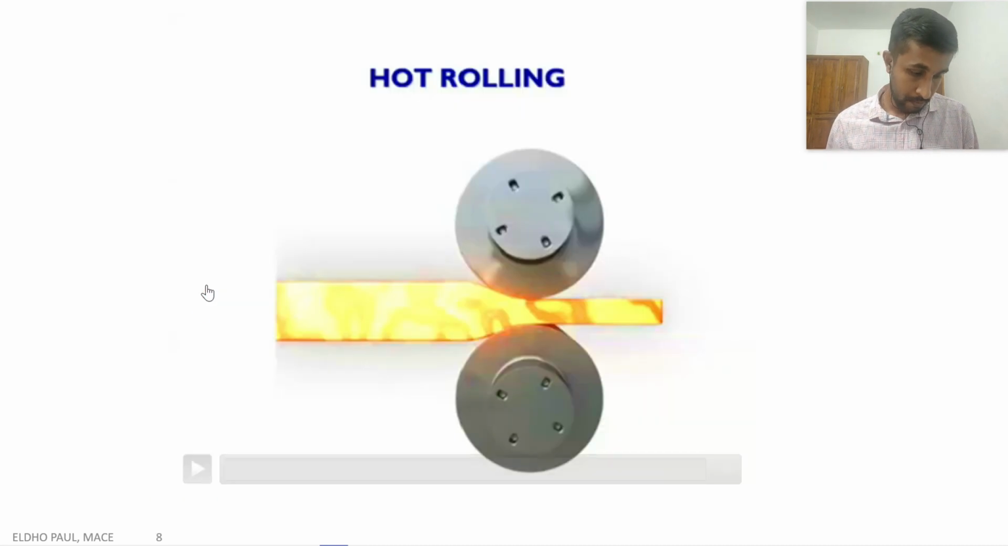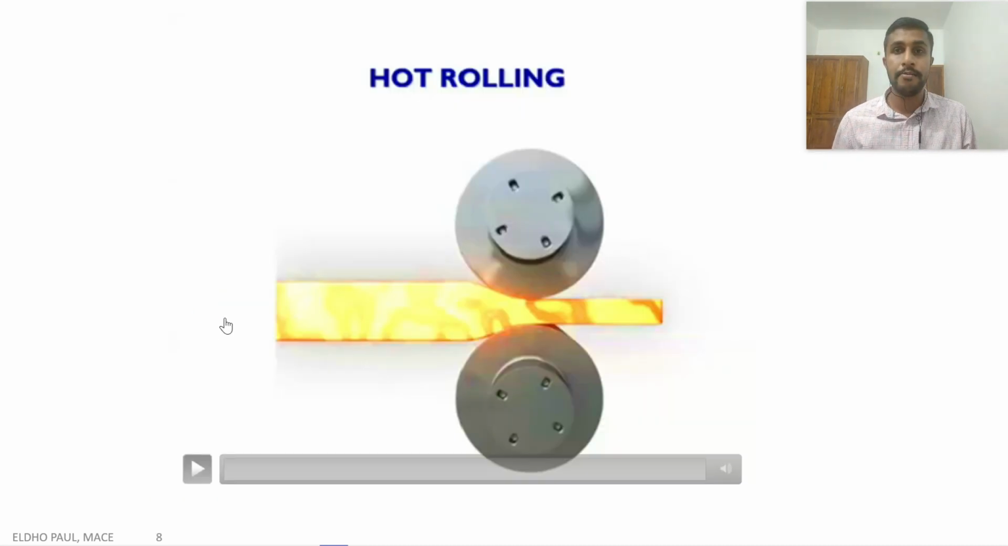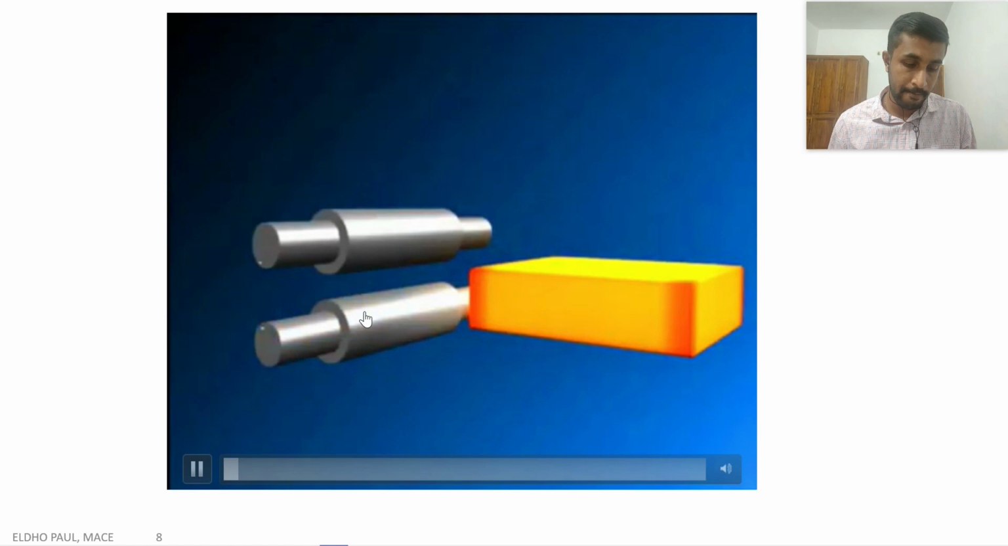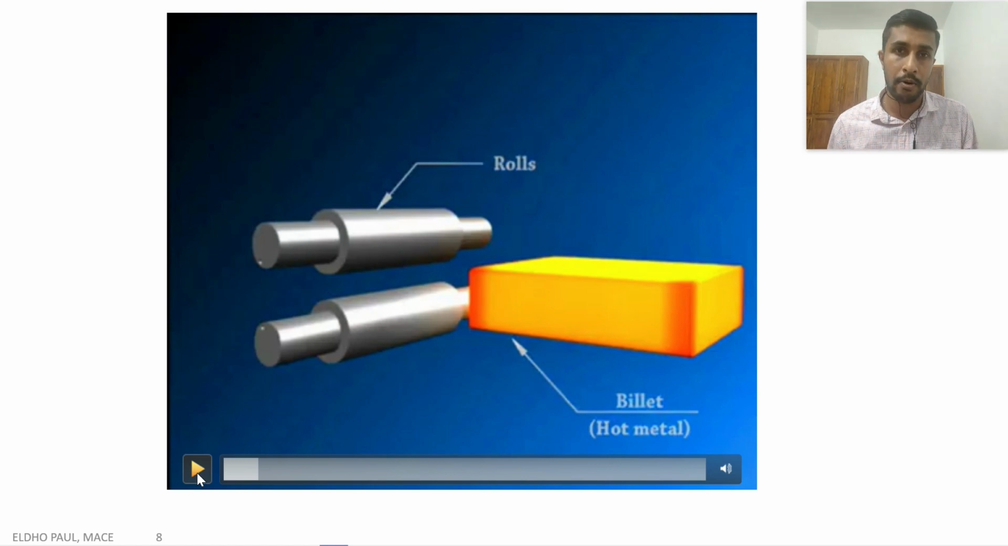By the rolling process, there are two types in the first classification: hot rolling and cold rolling. Let us see an example for the hot rolling process. These are the two rollers, and this is the billet or ingot, which is in hot condition, above recrystallization temperature.